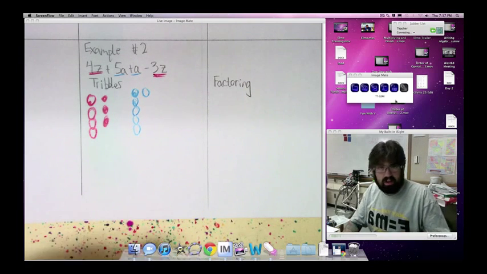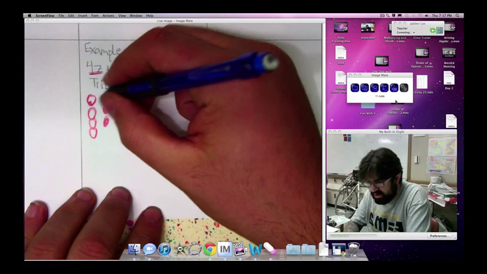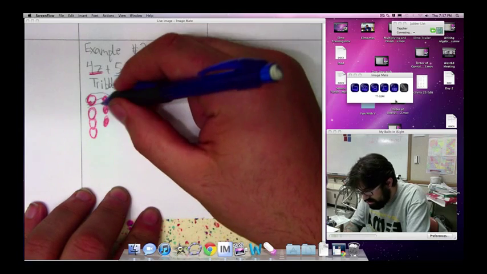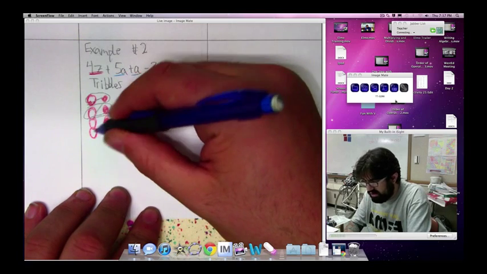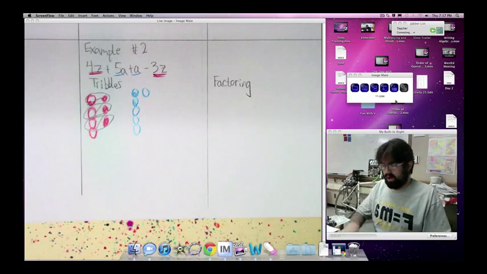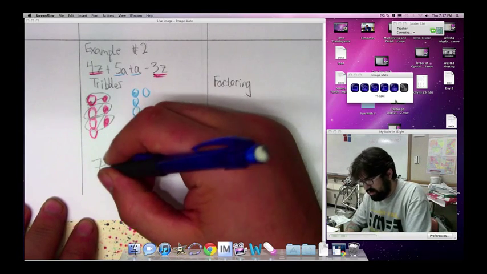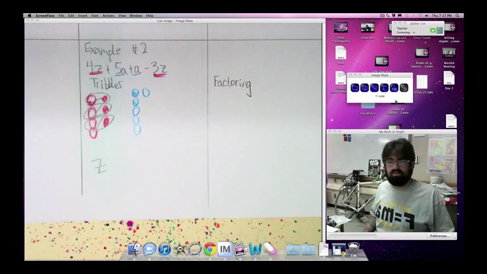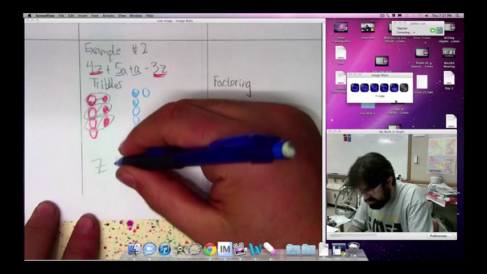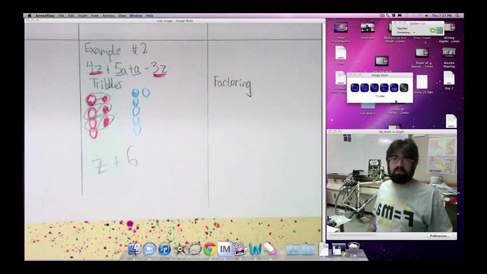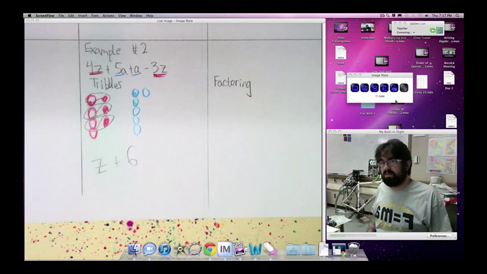So, let's take my pencil and, good and evil, make a 0. That's a 0 pair. Good and evil, 0 pair. Good and evil, 0 pair. All that's left is 1 positive z, because z is red. 1 z plus 1, 2, 3, 4, 5, 6. 6. Done. That's it. z plus 6.